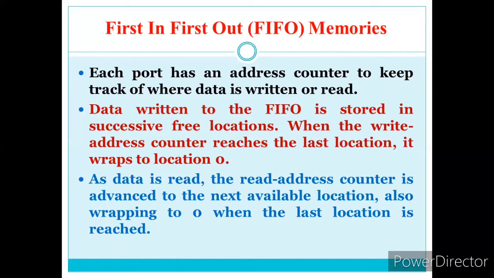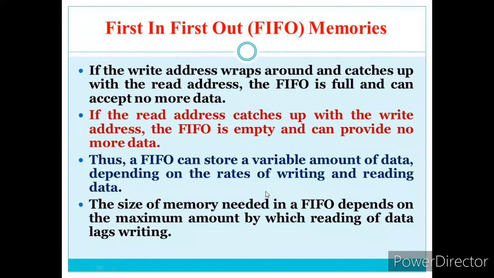In the same way, in the read operation, the successive locations are read, and once it comes to the last memory location, it goes back to address 0. So when data is read, the read address counter is advanced to the next available location, also wrapping to 0 when the last location is reached. When the entire data is read, it again comes back to the starting address 0. So this is the simple operation of FIFO.